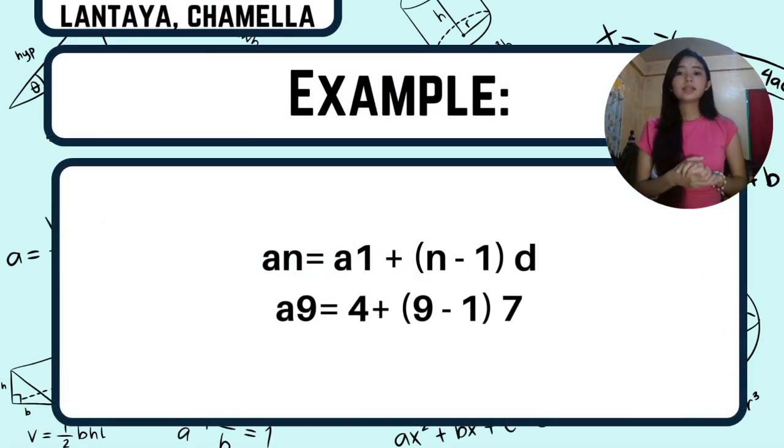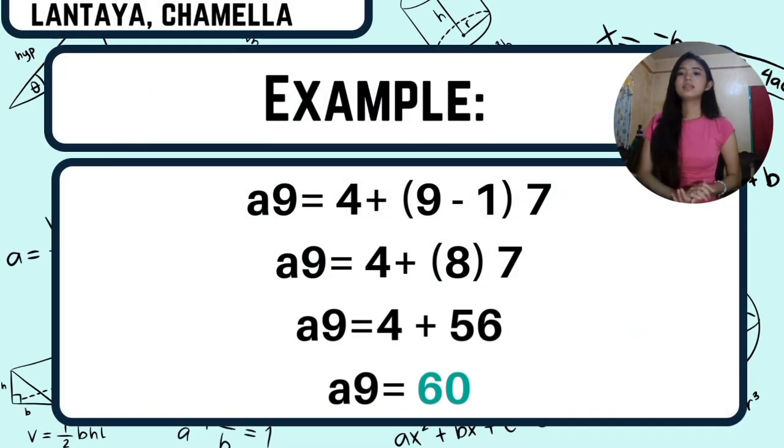an equals a1 plus n minus 1 times d is the formula for an arithmetic sequence. Here, an is a9, which is what we are looking for. a1 is 4, n is 9, and d is 7, which is our common difference. Since we now have our equation, we're going to solve for the ninth term.